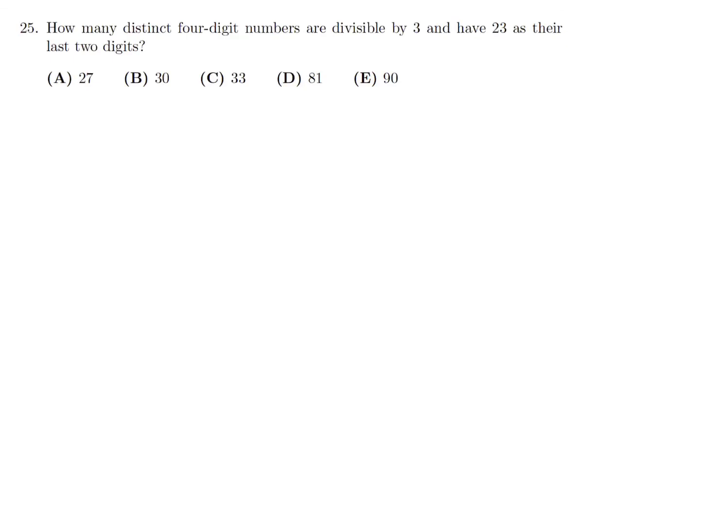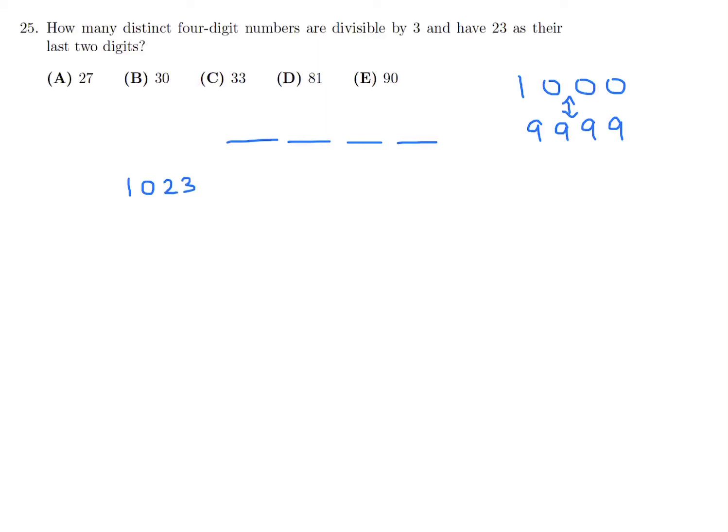How many distinct four-digit numbers are divisible by 3 and have 23 as their last two digits? So, four-digit number: 1, 2, 3, 4. So it's got to be anywhere between 1,000 and 9999 inclusive. This is our range, I guess. So the numbers have to be divisible by 3 and they have to end in 23.